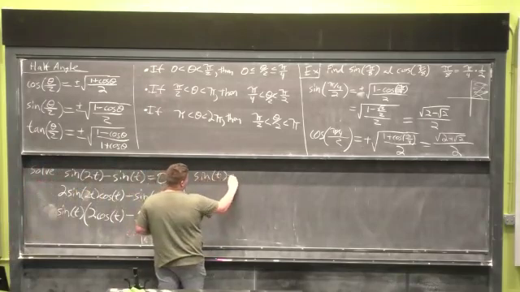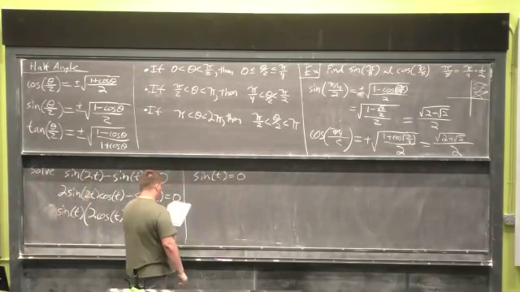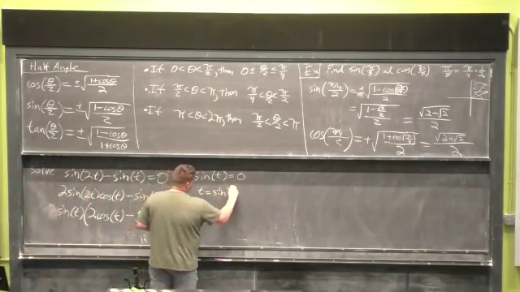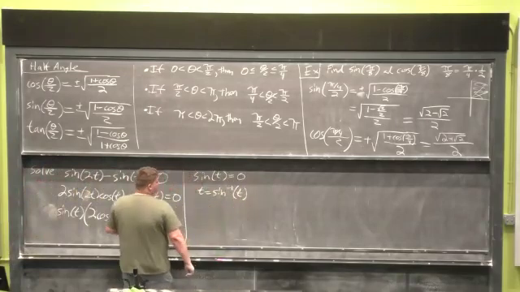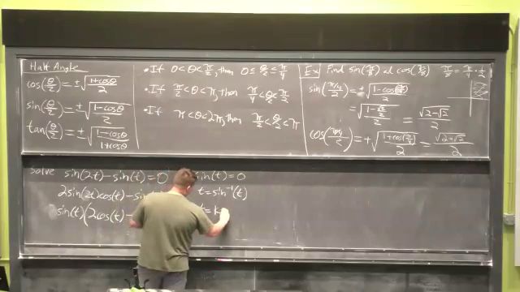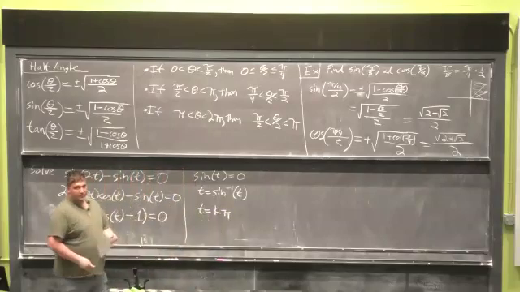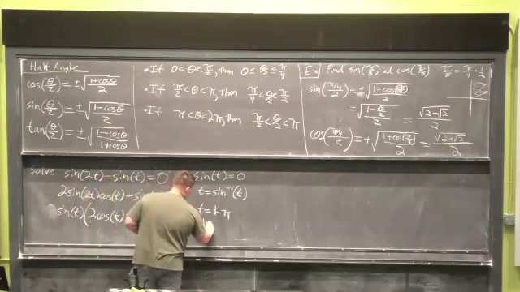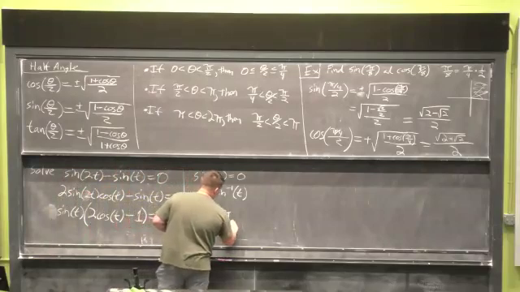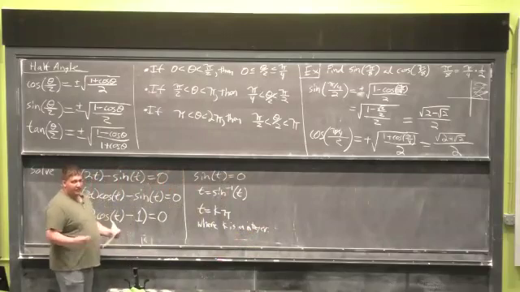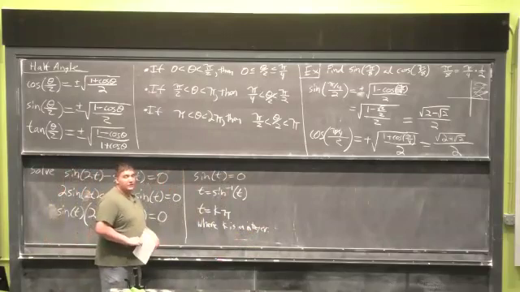Sine of t equals 0. Well, that means that t equals sine inverse of 0, which is just t equals k pi, where k is an integer. You're never wrong to include that when you have variables like k or n. It's implied, but it's always nice to have that.